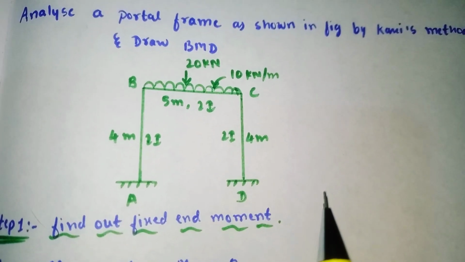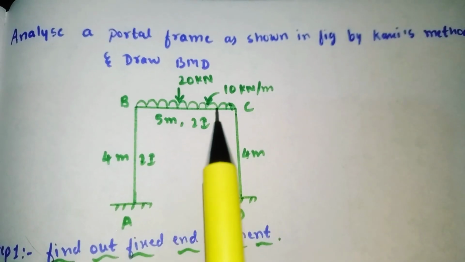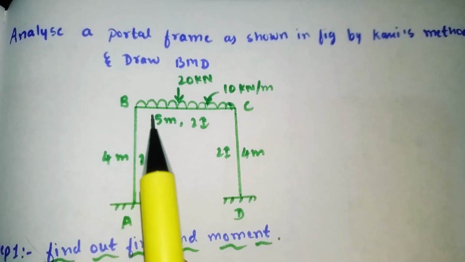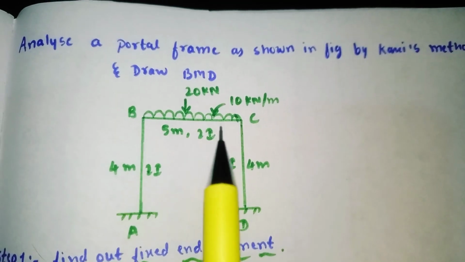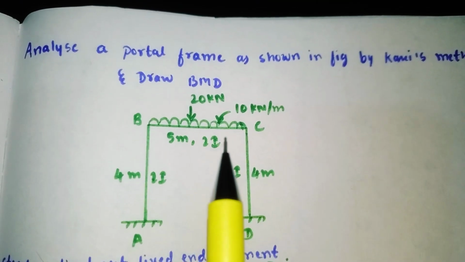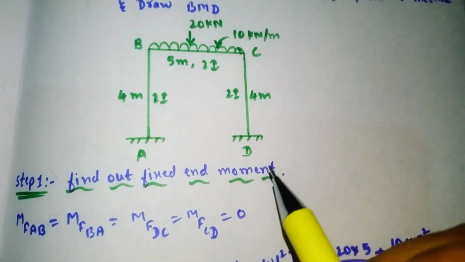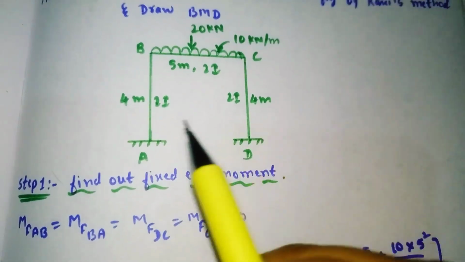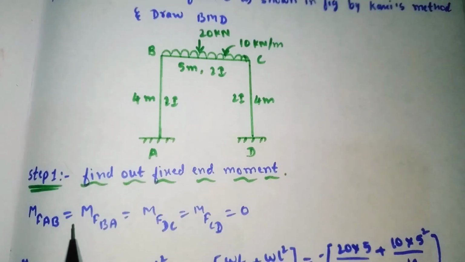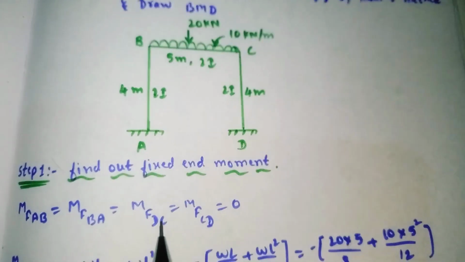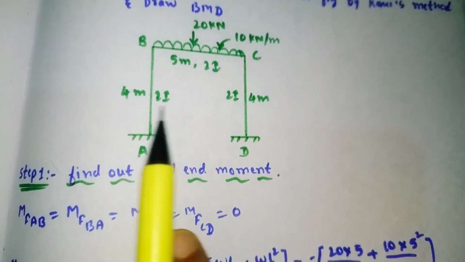Now we will see how to find the fixed end moment. Here span BC is carrying the point load as well as UDL. So how do we calculate the fixed end moment when they have given a point load as well as UDL on the same span? We'll see how to solve this. Here span AB as well as span DC are carrying no load, so the fixed end moment becomes 0. So MFAB, MFBA, MFDC and MFCD are equal to 0 because no load is acting on these members.